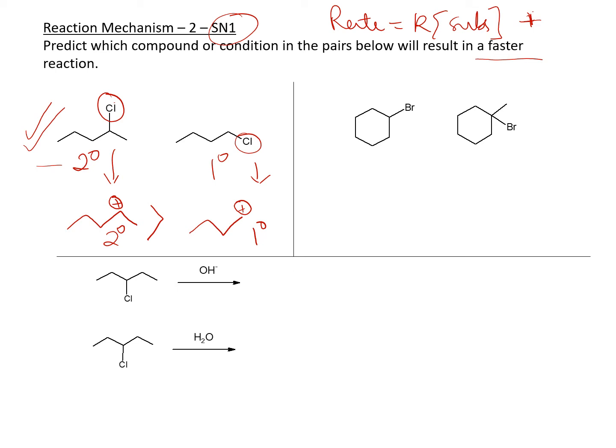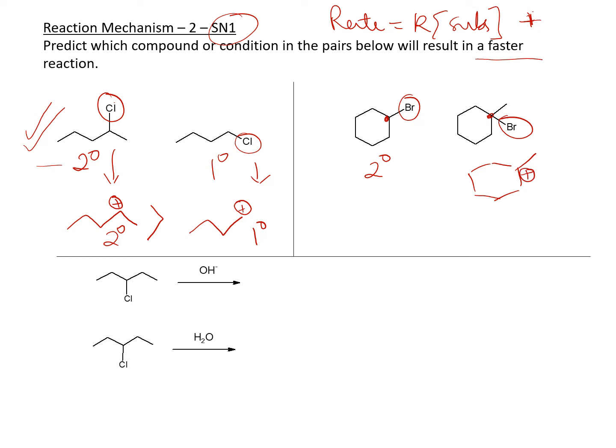Let's look at the next one here. Again, we have bromine as the leaving group, so we don't have to compare the leaving group. We need to look at the nature of the carbon that's going to form the carbocation after the leaving group goes away. In the first compound, bromocyclohexane, it's going to be a secondary halide, giving a secondary carbocation. And in the other one, it's going to be a tertiary carbocation after the bromine leaves.